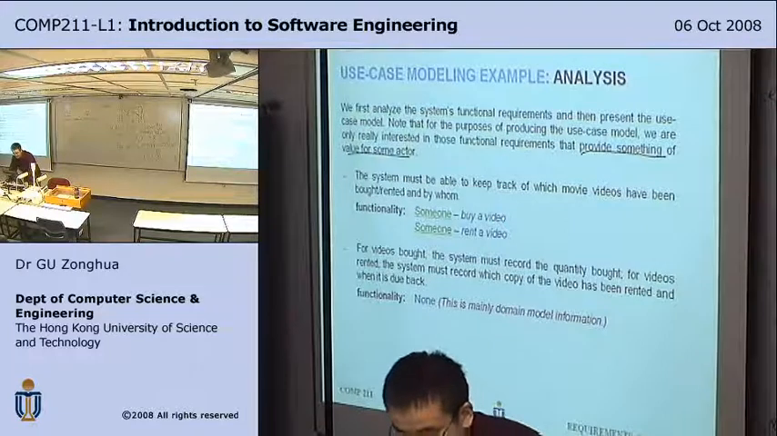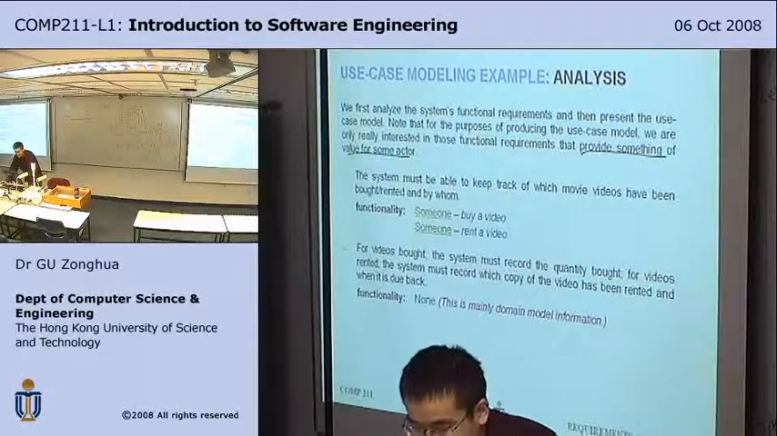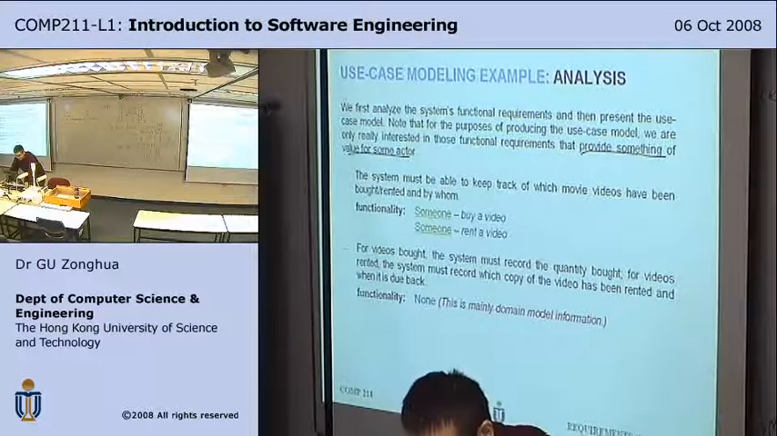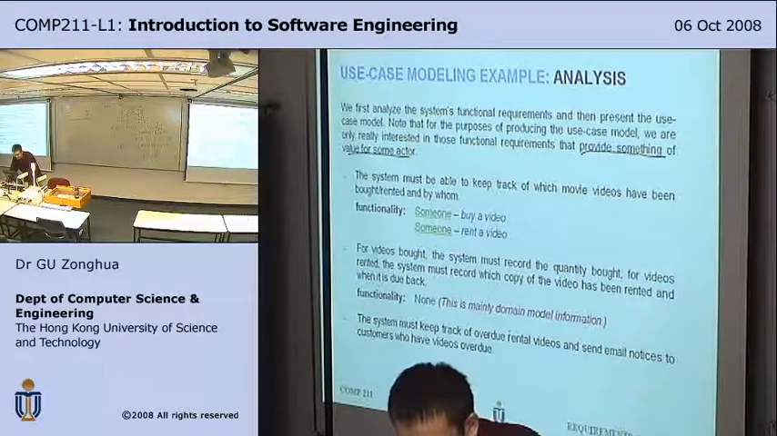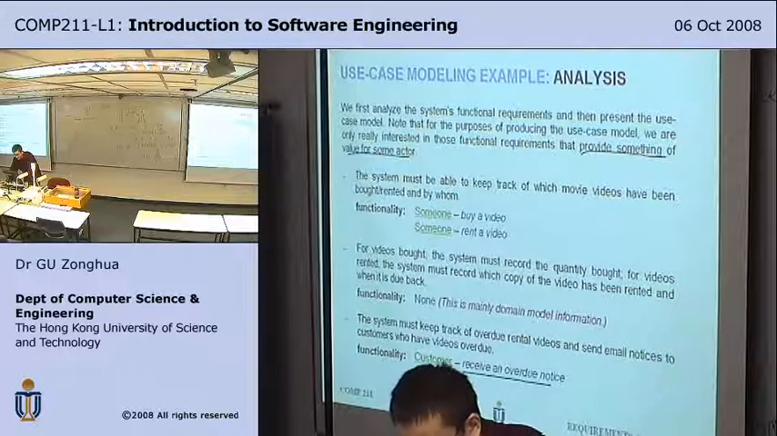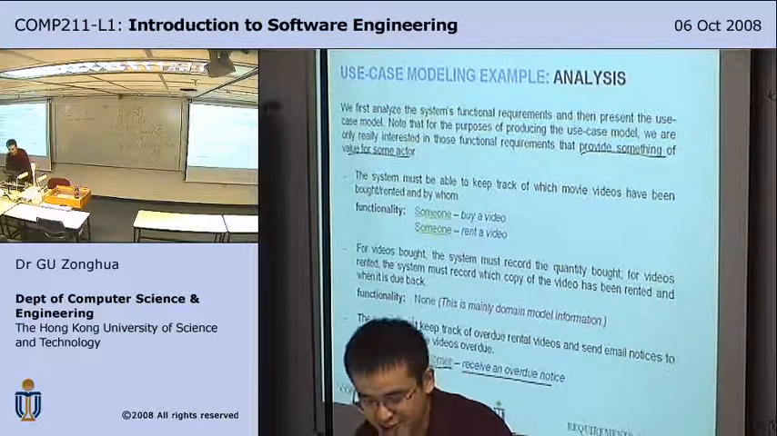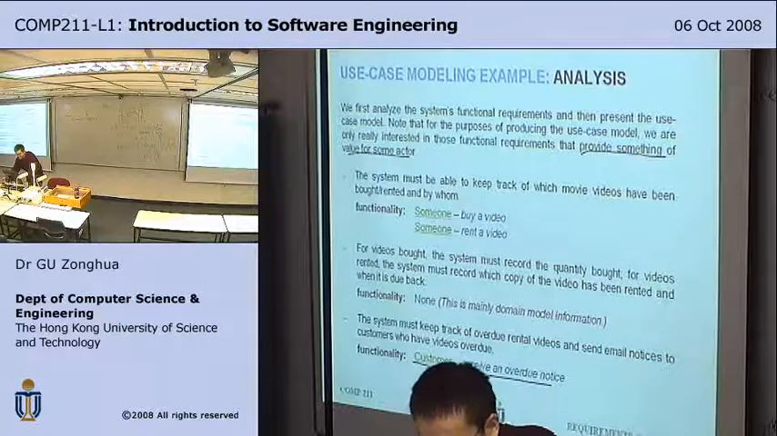So no new functionality here. This is mainly domain model information as attributes to the domain model. System must keep track of overdue rental videos and send email notices to customers who have videos overdue. So here, customer receives an overdue notice. So this is the arrow pointing from the use case to the actor, signaling information sent from the system to the actor.